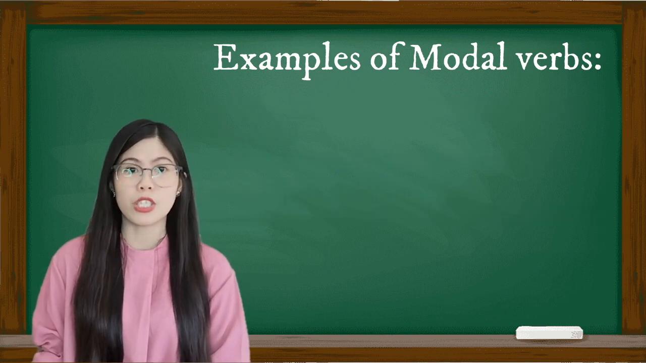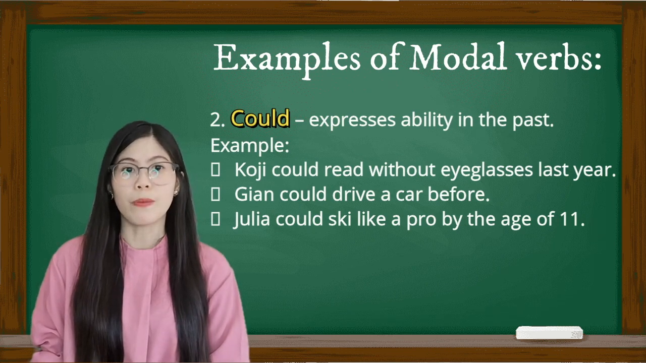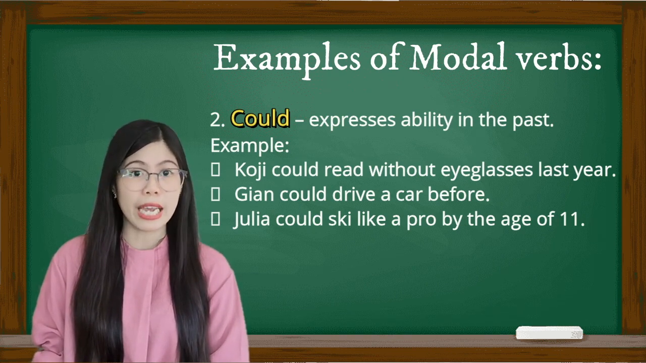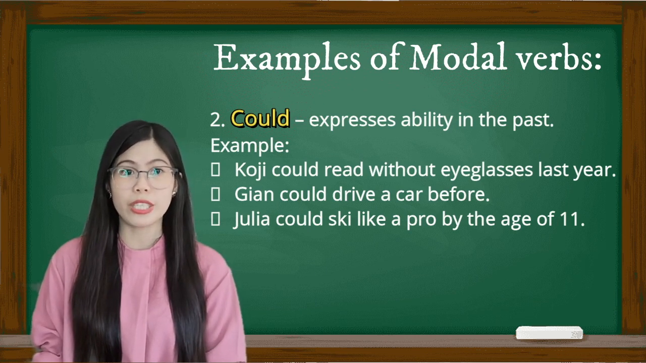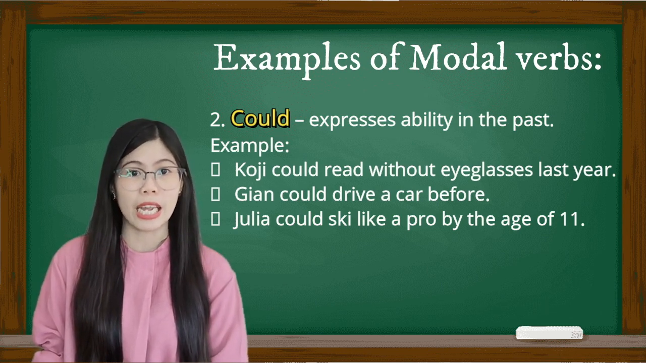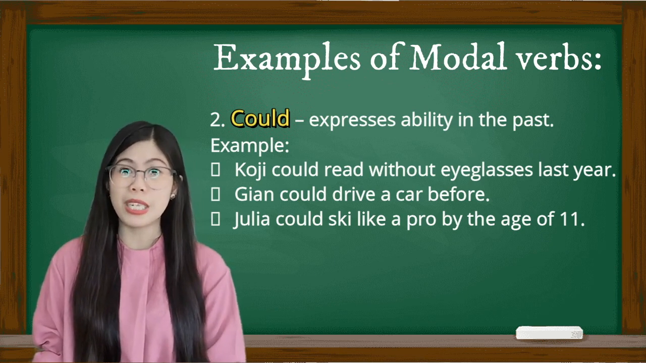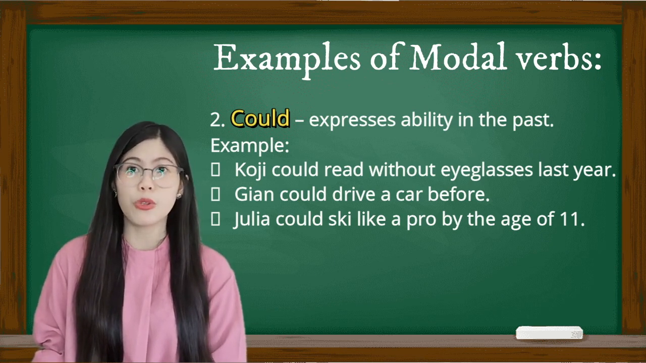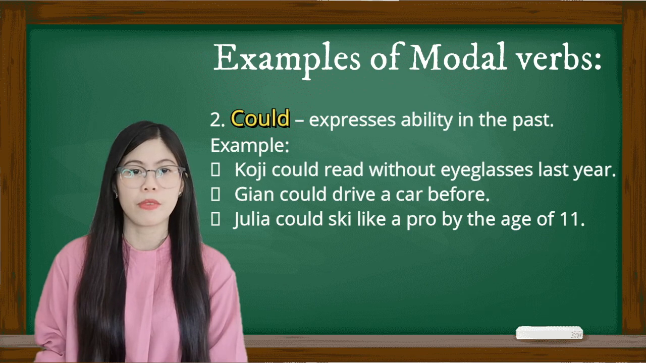Next modal verb is could. It expresses ability in the past. Example, Koji could read without eyeglasses last year. Since we have the modal verb could, this sentence means that Koji cannot read now without wearing his eyeglasses. Another thing that will help you determine if the ability is in the past is the time expression, which in this sentence is the phrase last year.